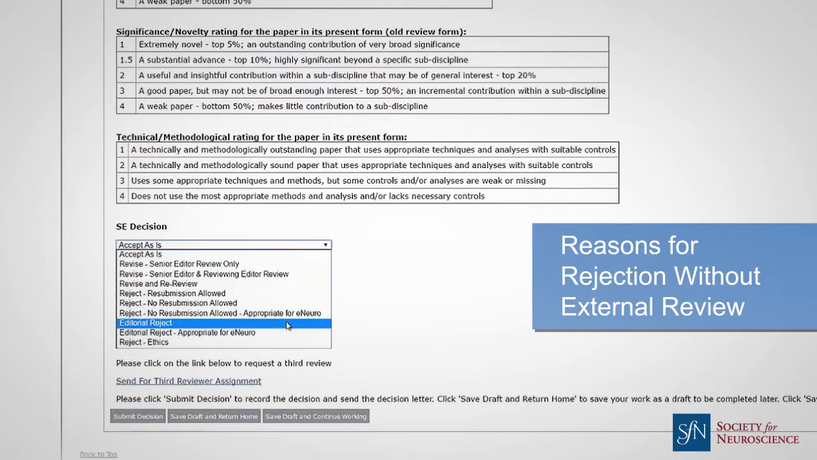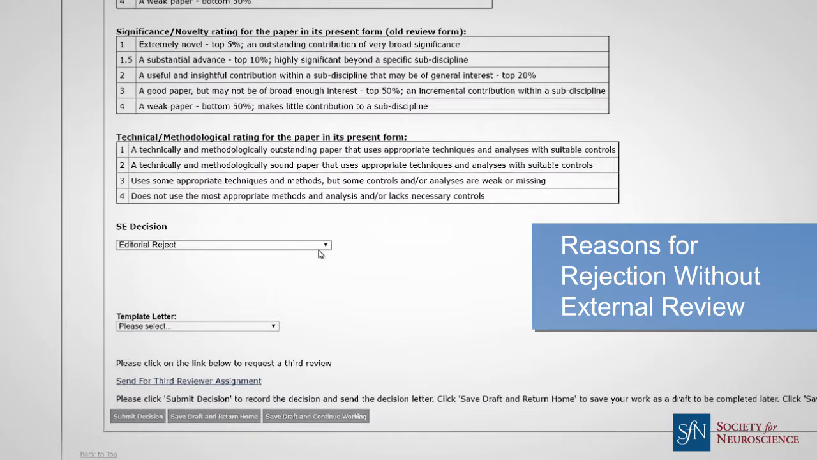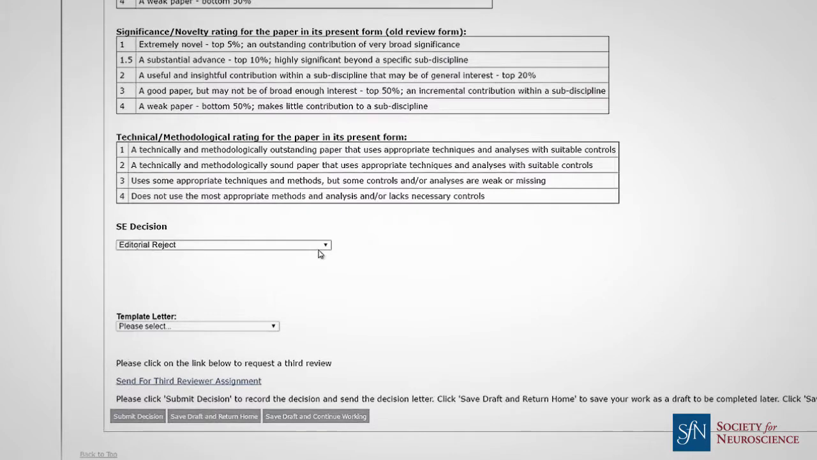The reasons for rejection are spelled out by the senior editor in the decision letter. For example, a clinical case report, a paper that fails to provide insight into a neurobiological mechanism, or a paper that the editors believe provides relatively incremental addition to the literature would likely be rejected without external review. In contrast, if there's not a consensus among the editors, then the paper is sent out to external reviewers.